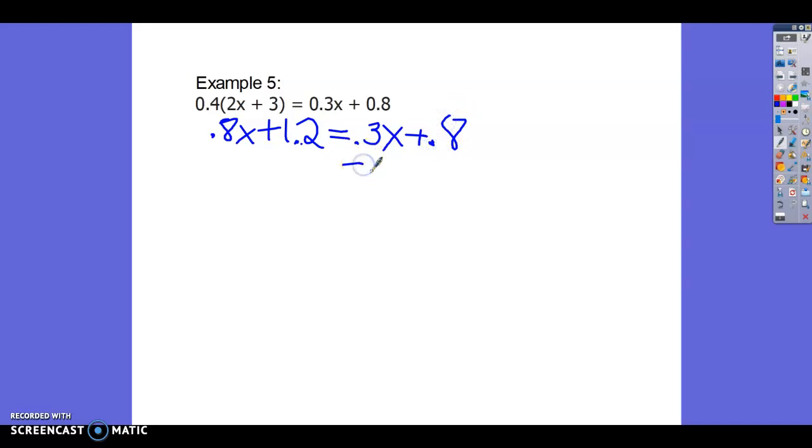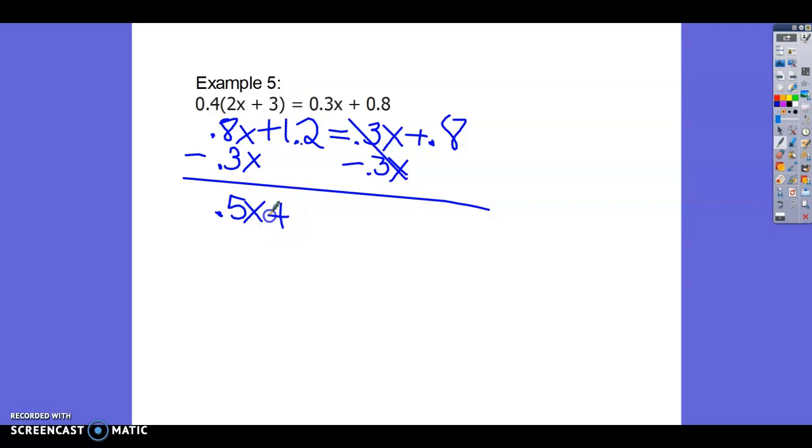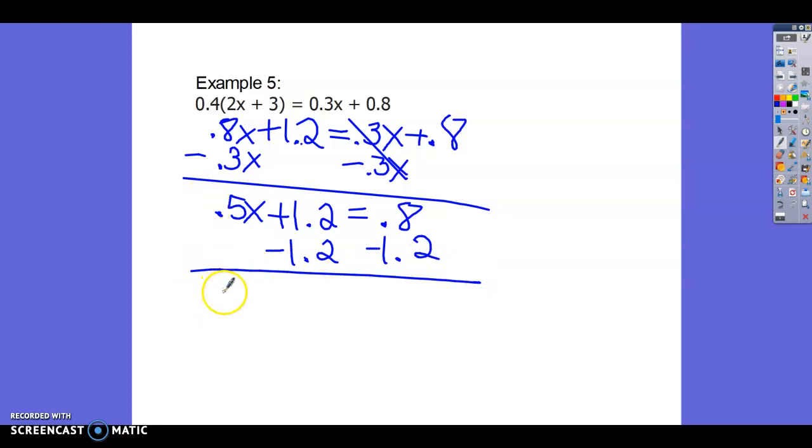All right, you're going to subtract 0.3x from both sides. 8 minus 3 is 5, so this is going to be 0.5x, and then plus 1.2. I'm going to subtract 1.2 from both sides. I'm going to bring down my 0.5x. Don't forget my x. And then 0.8 minus 1.2 is negative, because the bigger number is negative, and the difference in 0.8 and 1.2 is 0.4.